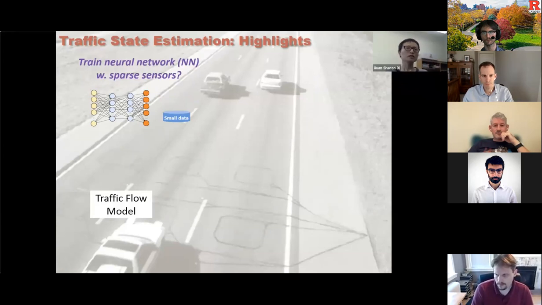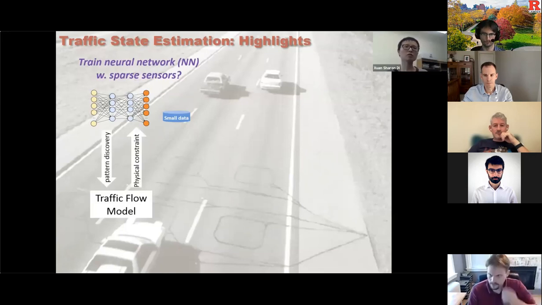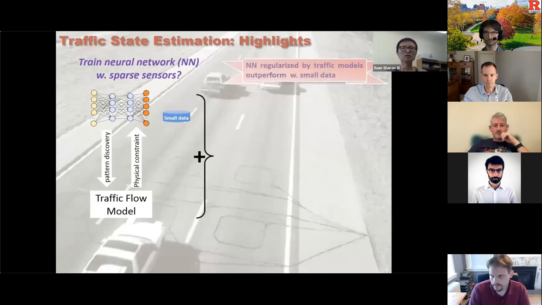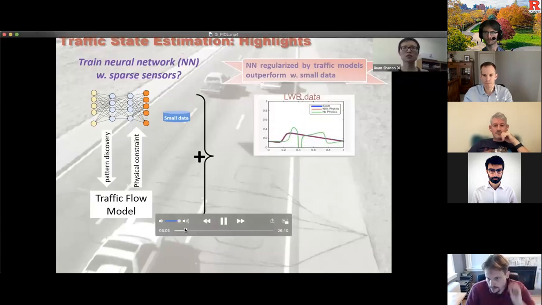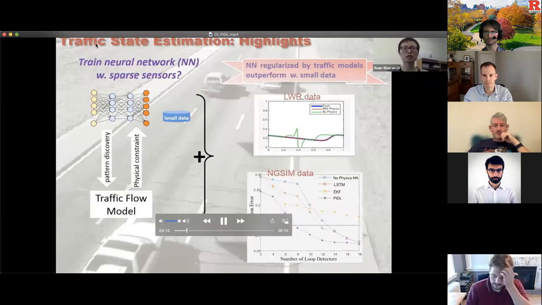And we found out that, since the neural networks can discover patterns that are hidden in data that may not be captured by existing domain knowledge, on the other hand, the traffic flow model can also provide physical constraints to the neural networks so that they can narrow down the search space during the training process. That's why in this study, we suggest to combine these two frameworks and develop a neural network regularized by traffic models. And we found out that it outperformed both model-based and data-driven methods, especially under the small data region. We will demonstrate our finding using data generated from the LWR model and also on a real-world data set, NGSIM.